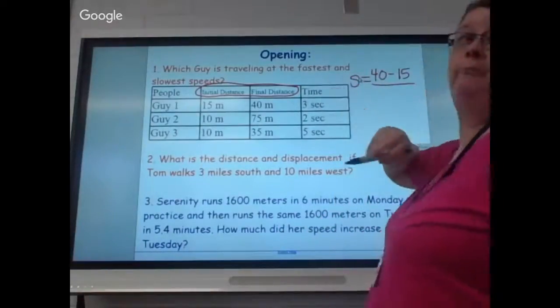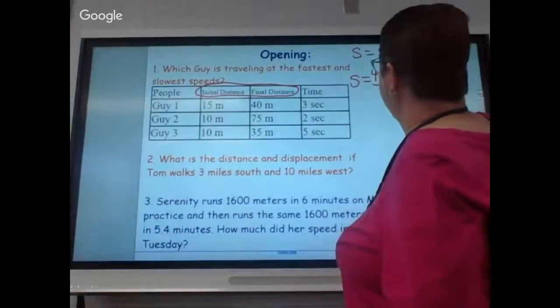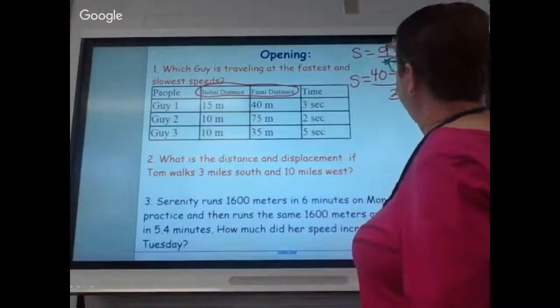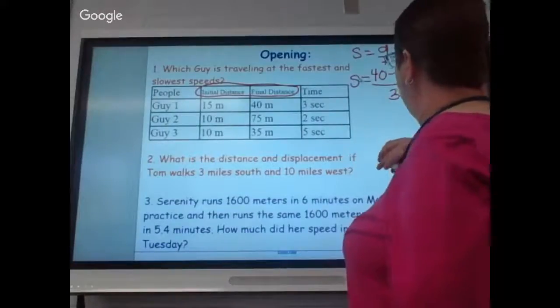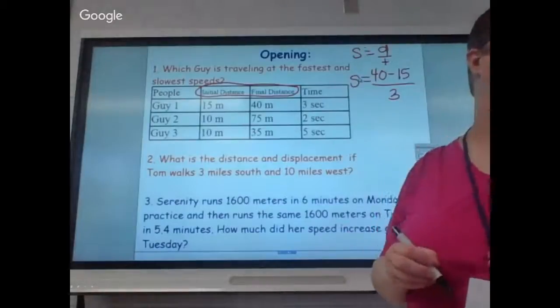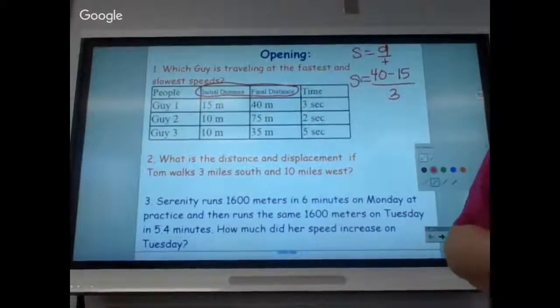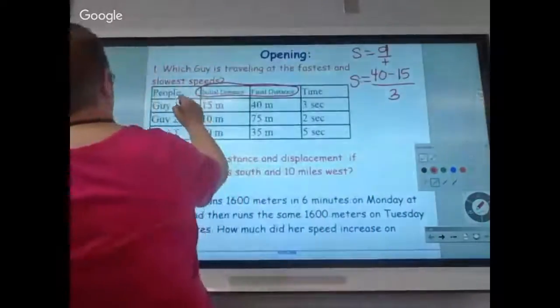And then what do you do with the time? Put it underneath, because the formula is speed equals distance divided by time. Okay, my D looks a little rough there, but that's distance. All right, so what is that? 25 over 3? So what's 25 over 3? What'd y'all get? 8.3. All right, so I'm going to write 8.3 over here at guy 1.